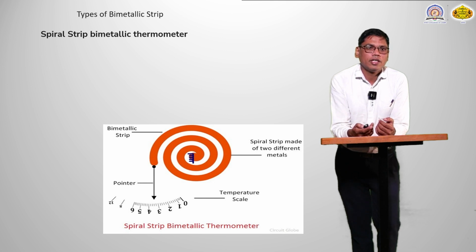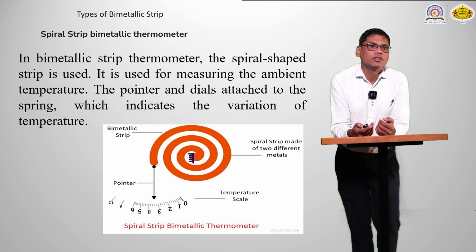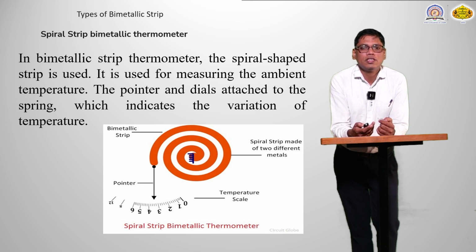Depending on the construction, the types of bimetallic thermometers are categorized into two. One is the spiral strip bimetallic. In the bimetallic strip thermometer, a spiral shaped strip is used for measuring the ambient temperature. The pointer and dial are attached to the spring, which indicates the variation of temperature. So this is a typical bimetallic thermometer in spiral form.